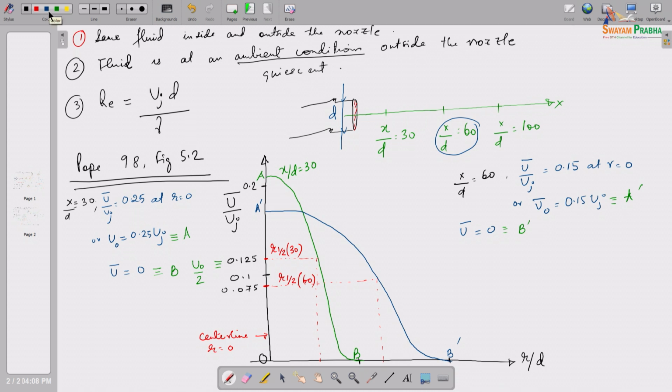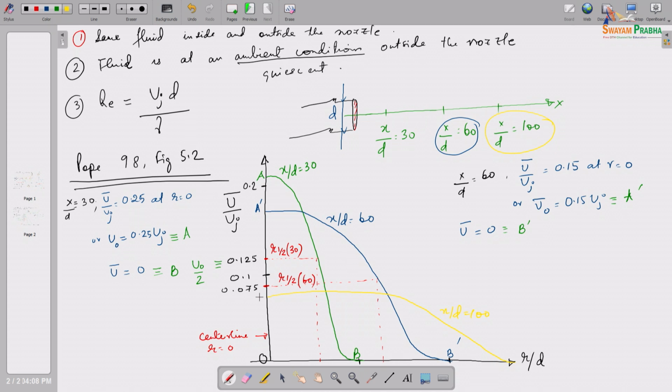And then again I have another plot, okay, let us see if I were to draw that. So, that other half is somewhere from here, and it is here, and this is for x by d equal to 100, and this one was x by d equal to 60, right. So, x by d is equal to 100. So, again, what does this mean? Let us just say again I am going to mark that again, okay.